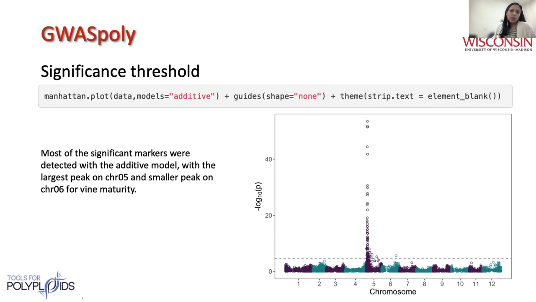So the most significant markers will be detected here. For this example, for bimaturity, there was a peak on chromosome 5, which is where the maturity gene is located, the CDF1 gene in potato. So it worked pretty well combining both of these ploidies.